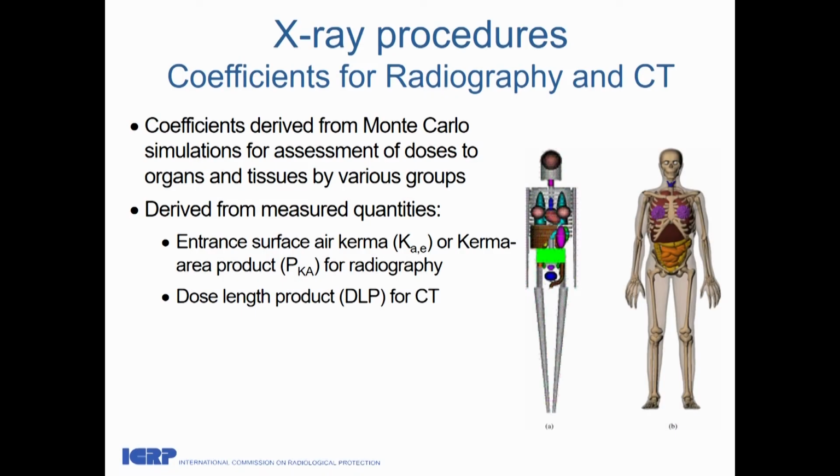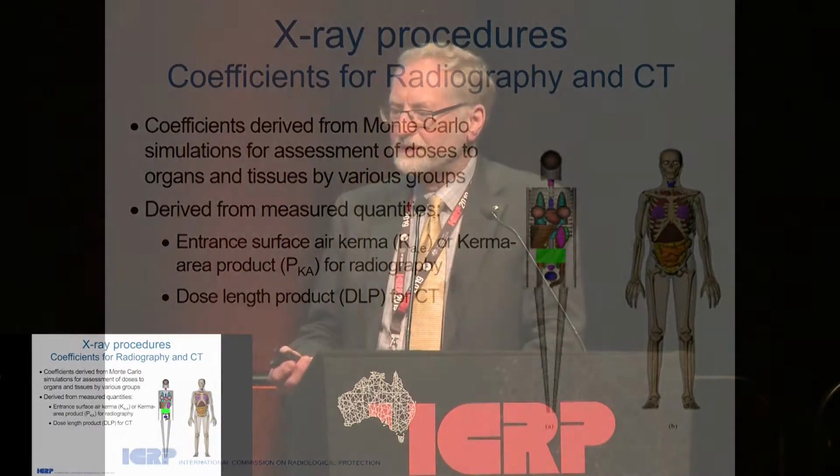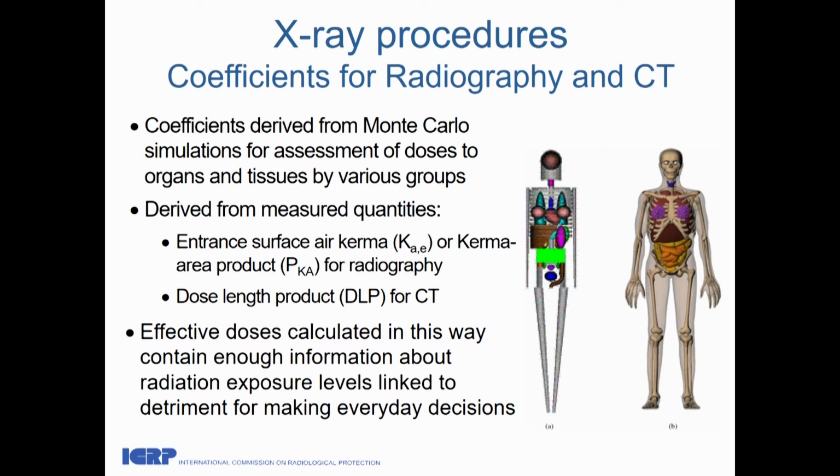For X-ray procedures, coefficients derived from Monte Carlo simulations have been used for assessment of doses to organs and tissues by a number of different groups, based on things like entrance surface dose, kerma area product, and dose length product. And so effective doses can be calculated, and this provides us enough information for a lot of the everyday decisions that we need to make. And this has been instrumental in raising the awareness of the doses for different types of procedures in X-ray and nuclear medicine, giving people a feeling for the relative doses.